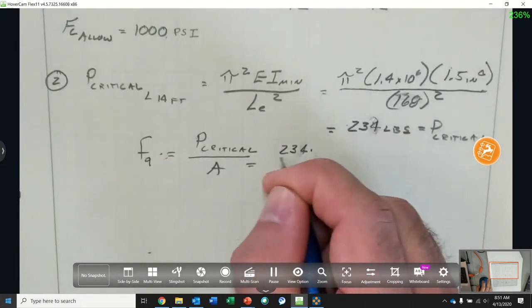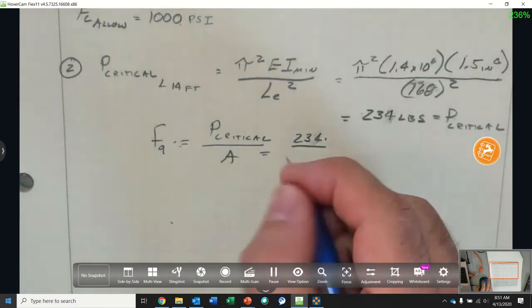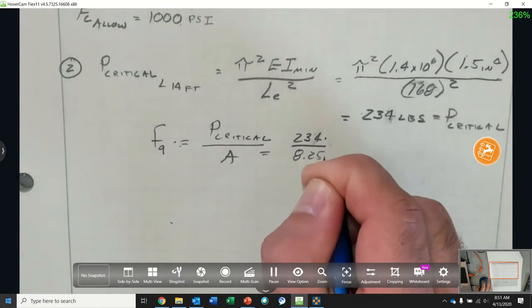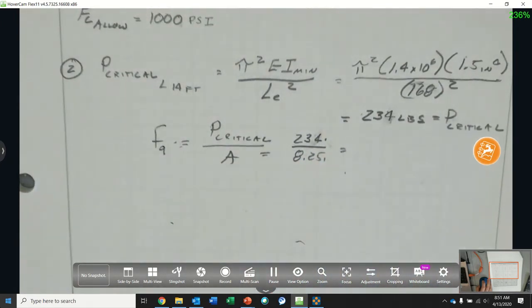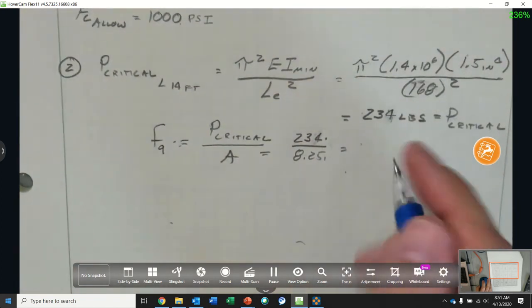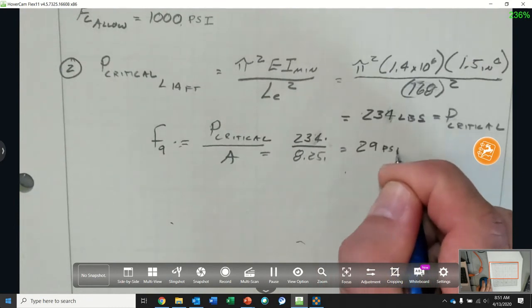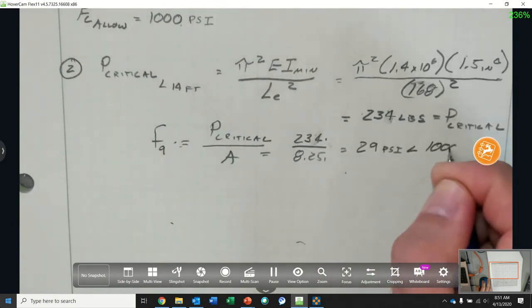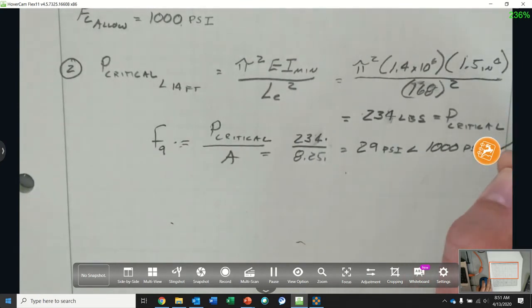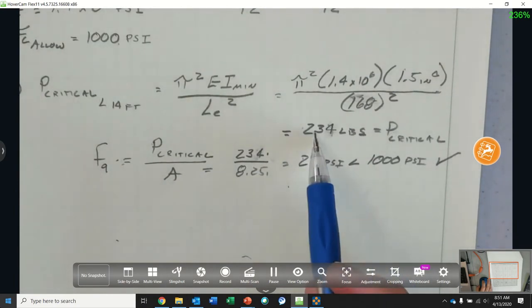234 pounds divided by my area, which I wrote down because I'm going to need it, 8.25. So 234 divided by 8.25 equals, I'm going to say 29 psi, which is less than 1,000 psi. We're good. So my critical load is 234 pounds per stud. I'm not crushing it.